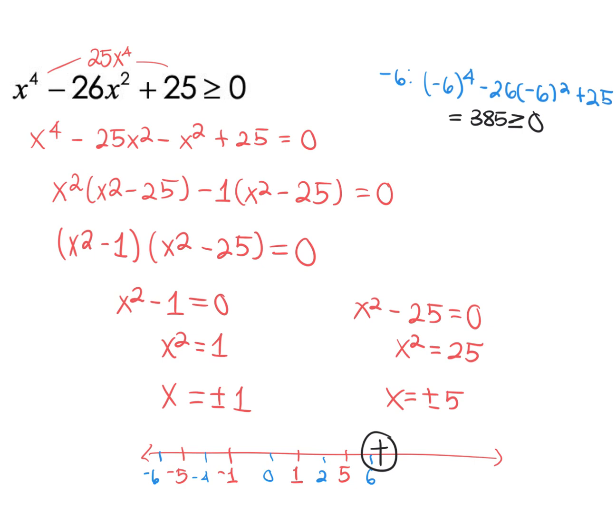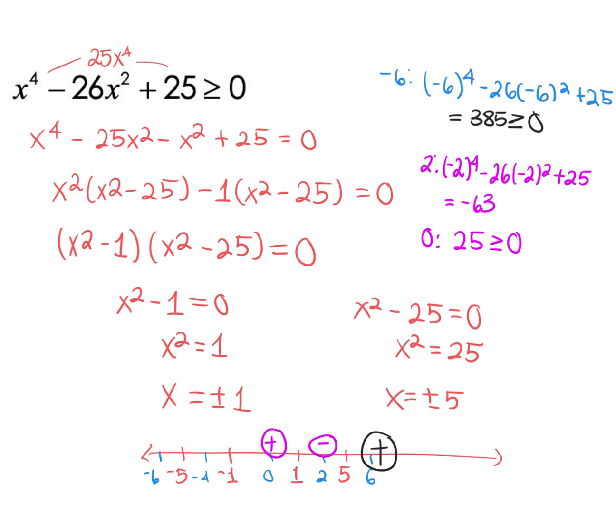And then we're going to test 5. Not 5, we're going to test 2. So we do negative 2 to the fourth minus 26 times negative 2 squared plus 25, which is negative 63. So this is less than 0 here. Then we're going to plug in 0. At 0, we're just at 25, and that's greater than 0.